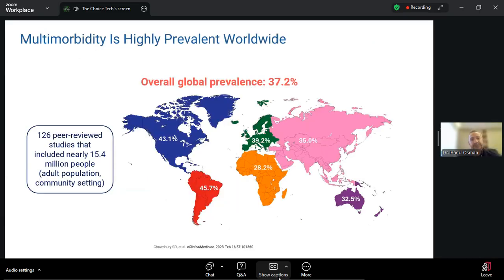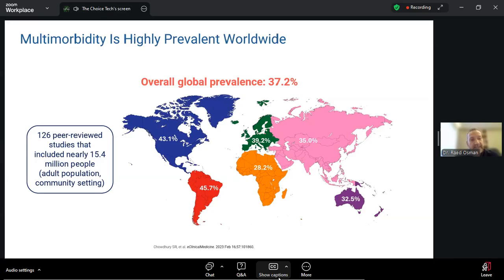And the final slide highlights that multimorbidity is not confined to a specific region. As you can see here, it's a global phenomenon. A recent analysis, including more than 120 studies and nearly 15 million adults, found an overall worldwide prevalence of 37.2%. However, there are important regional differences. The prevalence ranges from 28% in Africa to nearly 46% in South America, with North America and Europe, as you can see here, showing high rates.